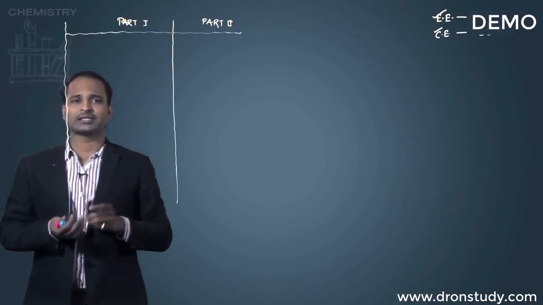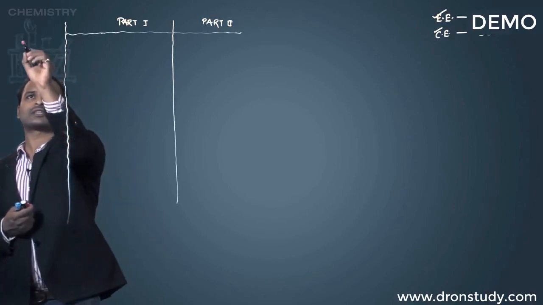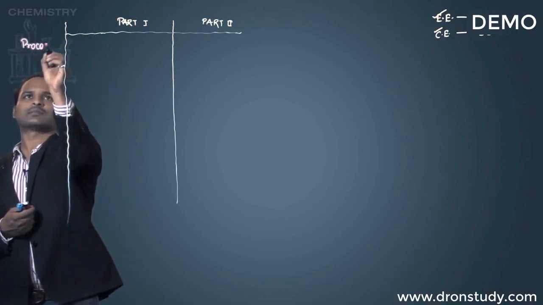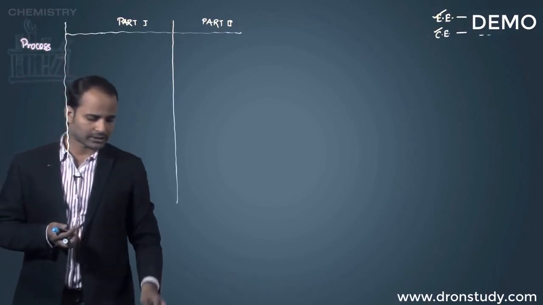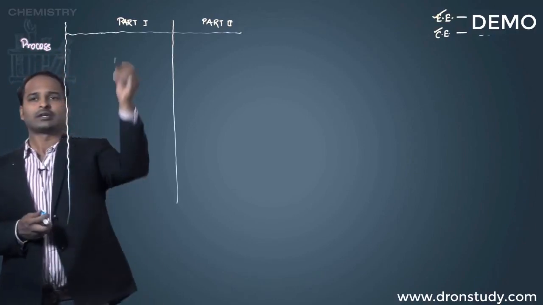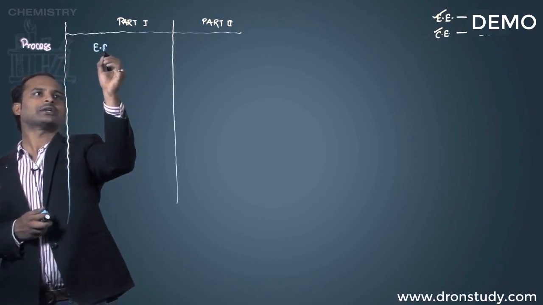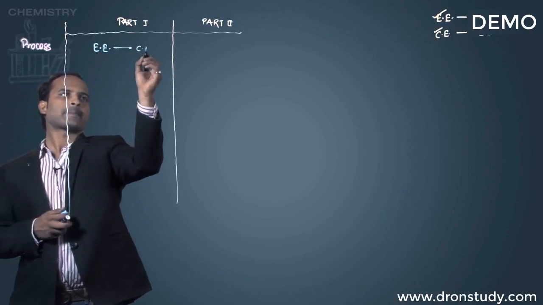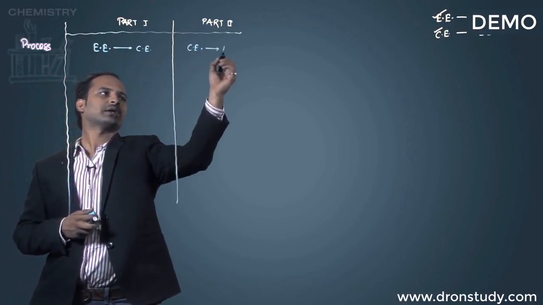Okay, now let's see the differences. The first difference is with respect to the process. As I said, in the first part we are converting electrical energy into chemical energy, while in the second case chemical energy is converted into electrical energy.